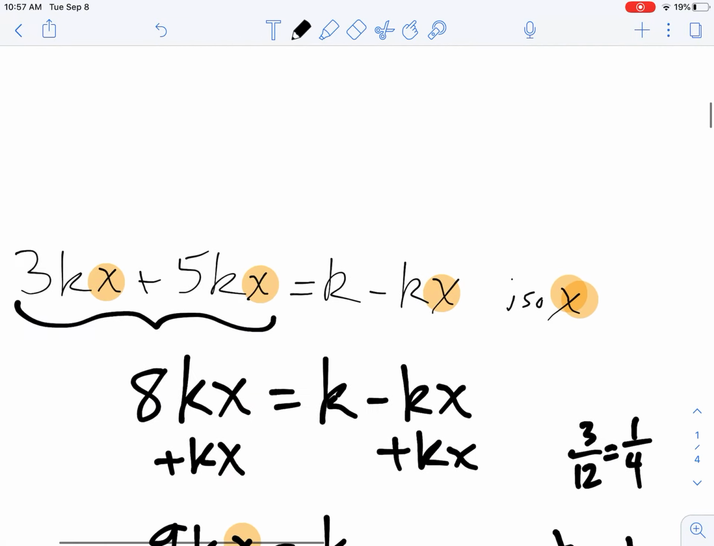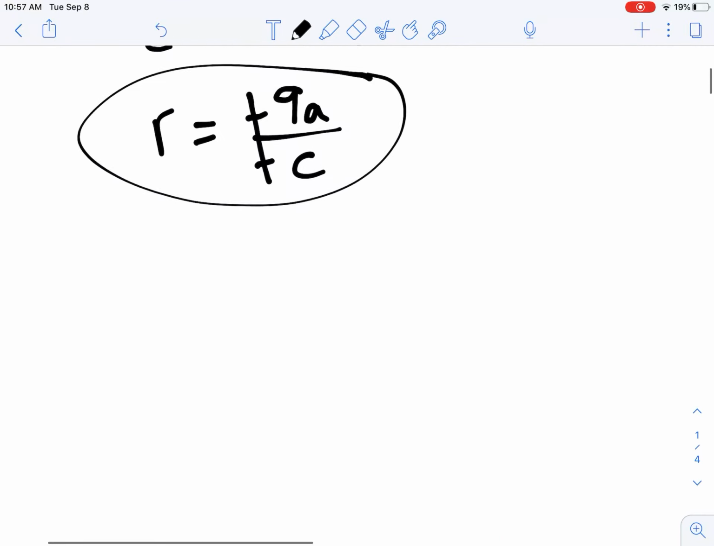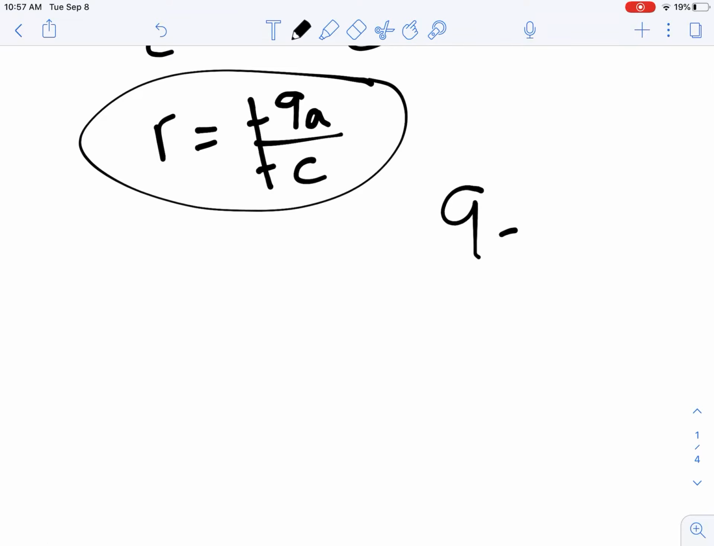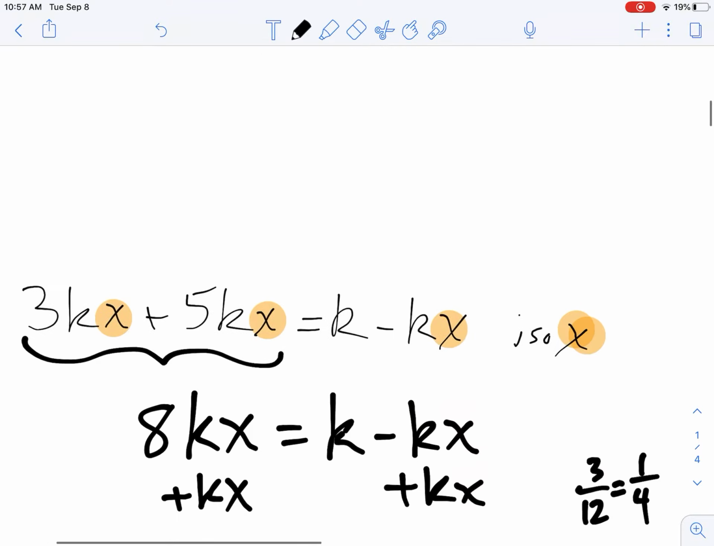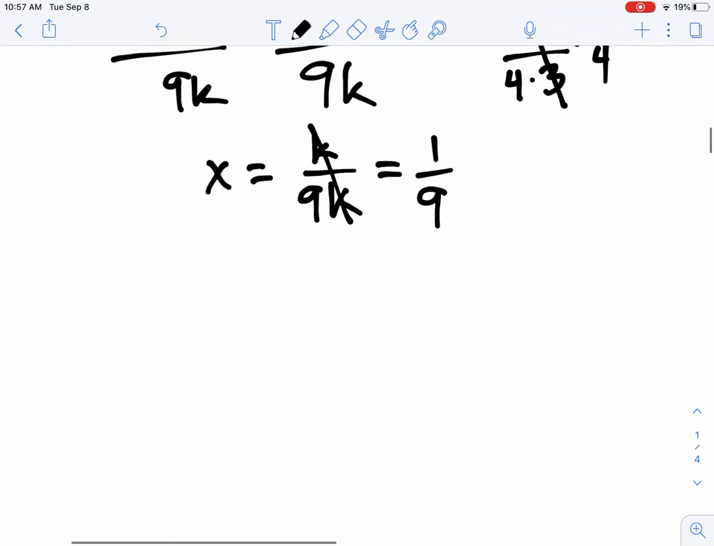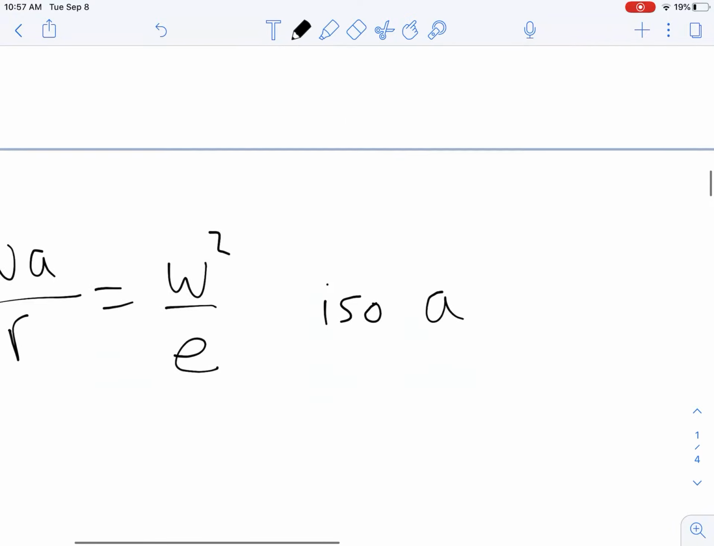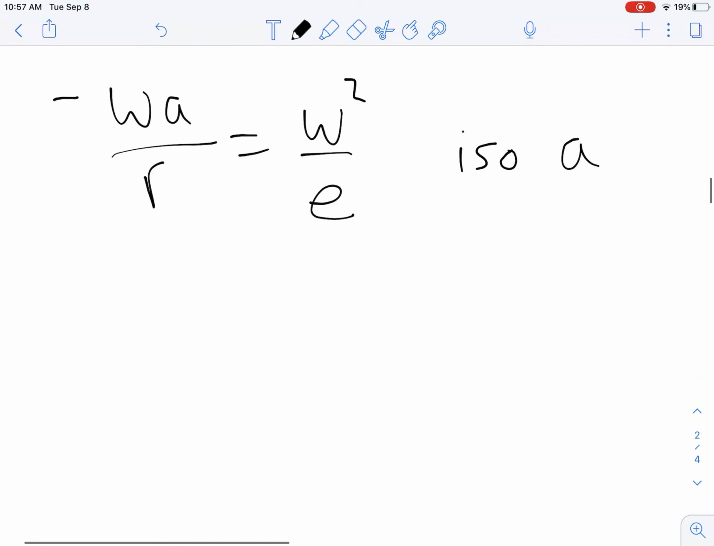As you can see in these isolation problems, sometimes our solution is 9a over c, and sometimes our solution is just 1/9. Sometimes it's numeric, sometimes it still has some algebra in it.